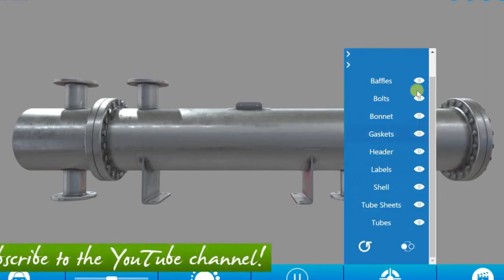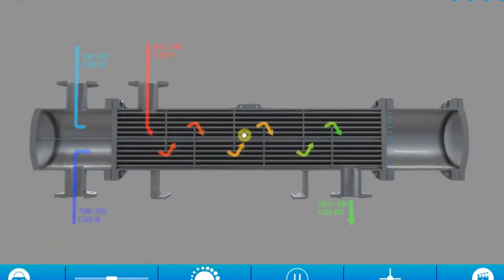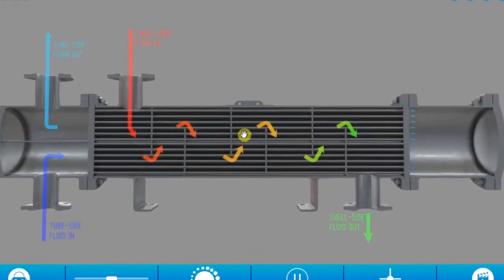Let's take a cross section and we can now see exactly what's happening inside the heat exchanger. So we have a tube side fluid. The tube side fluid enters here and is discharged here. We have a shell side fluid which enters here and goes along here and is discharged here.